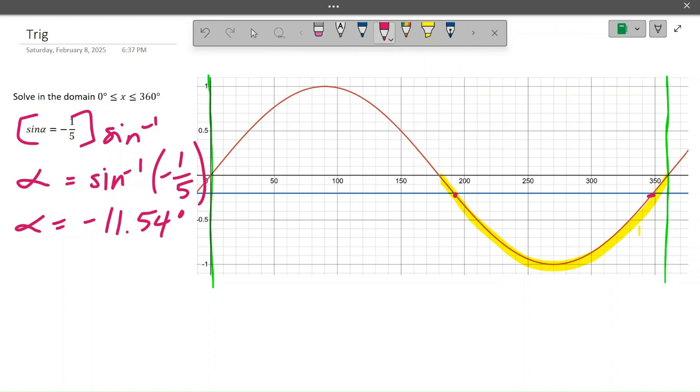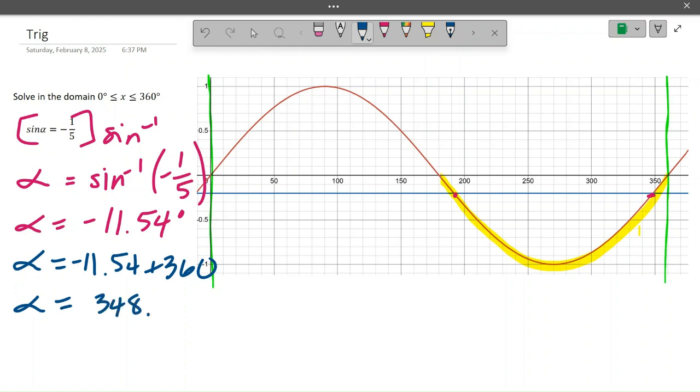So this is where the rule that I talked about before, where our sine wave repeats every 360 degrees, comes into play. So to find our first solution, we are going to use that property and we're going to say negative 11.54 plus 360 degrees gives us our first solution. And that solution is 348.46 degrees. Okay, that puts us clear over here. Okay, that is that point.